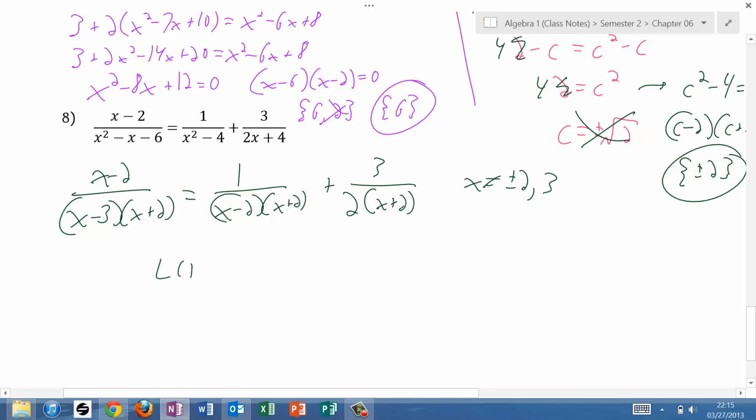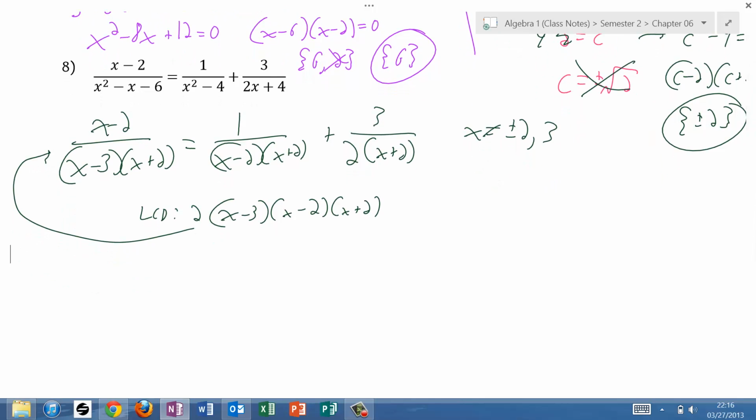Then we state an LCD, and that has to be x minus 3, x minus 2, x plus 2, and then we also need to have the 2 there. So I'm going to erase this and put the 2 in front. So we need to have one of everything present. Okay. Now we're going to multiply this in here.